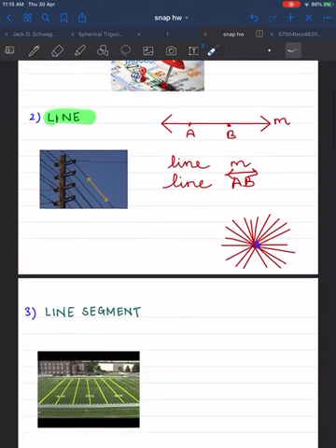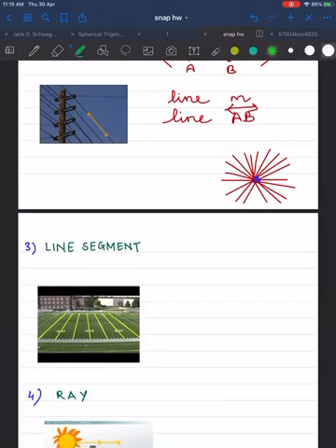In the adjacent figure, you can see electricity wires held tightly give an idea of a line. Infinite lines can pass through a given point.